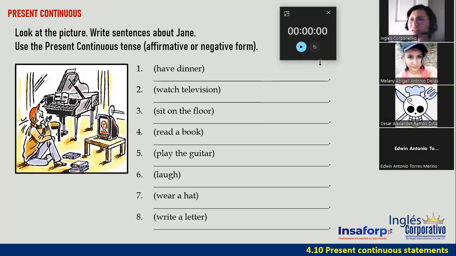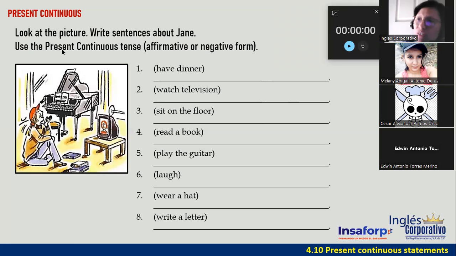And, es más, ¿saben qué? If you feel it's kind of blurry, se la voy a compartir también a través de WhatsApp para que la vean ahí. Acá. Here you are. Vaya, look at the picture. Ahí está, ¿verdad? So the first one says, use the present continuous tense, affirmative or negative.